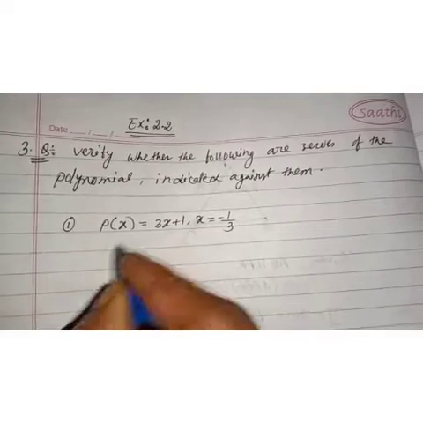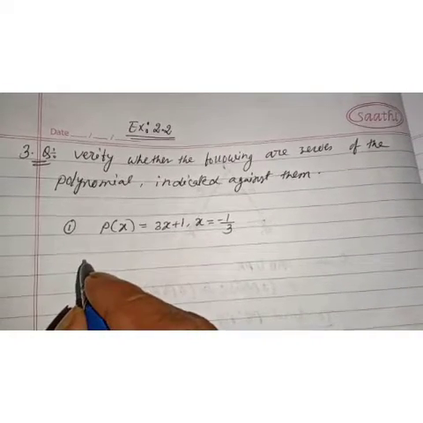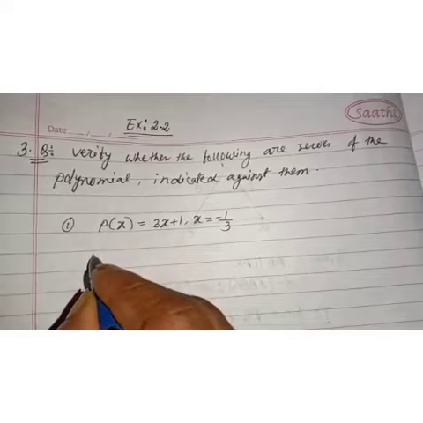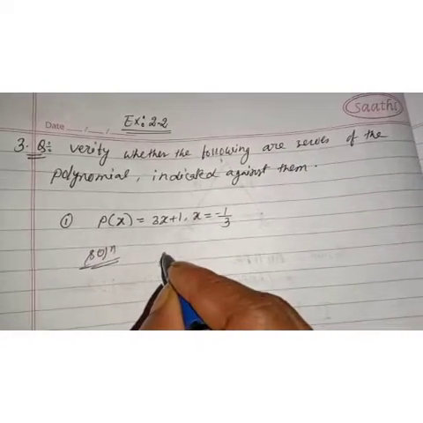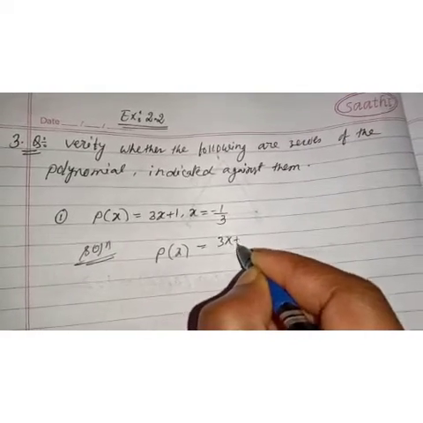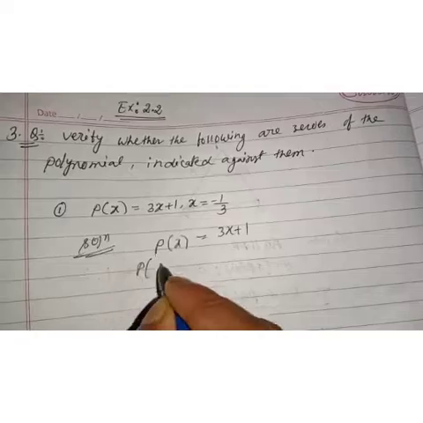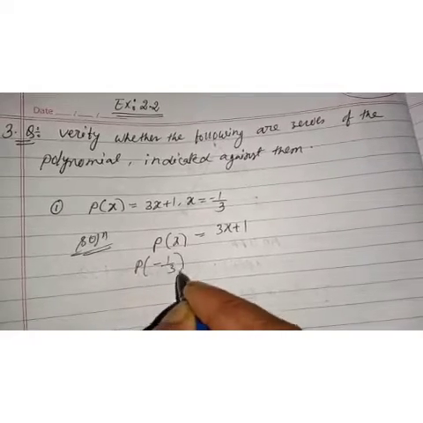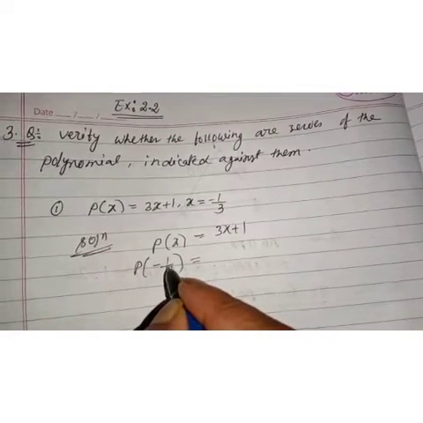So question number 1, p(x). You know already, last time I gave an example like this. In the place of x, first you write p(x) equal to how much? What they have given: 3x plus 1. And in the place of x, put minus 1 by 3. Replace by minus 1 by 3.